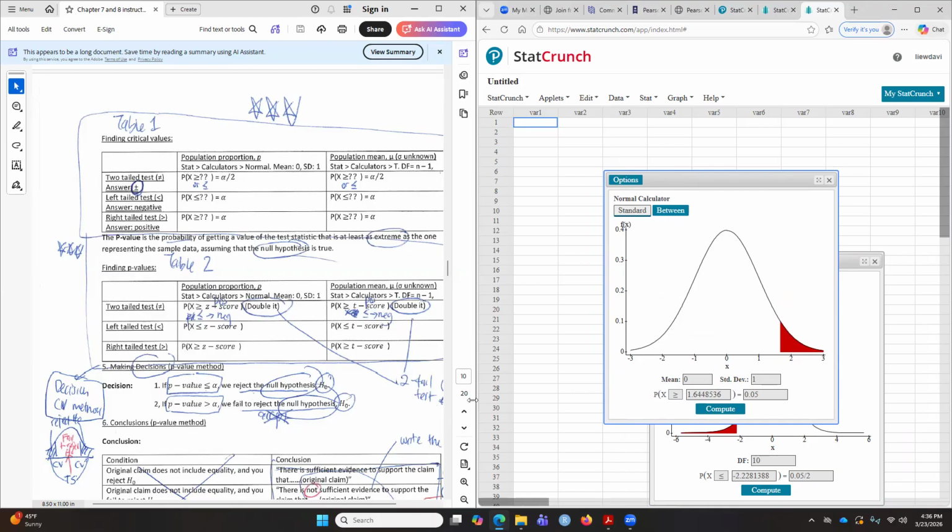If the z-score is positive, then you have to use greater than. If the z-score is negative, then you will have to use less than in this case. Okay.